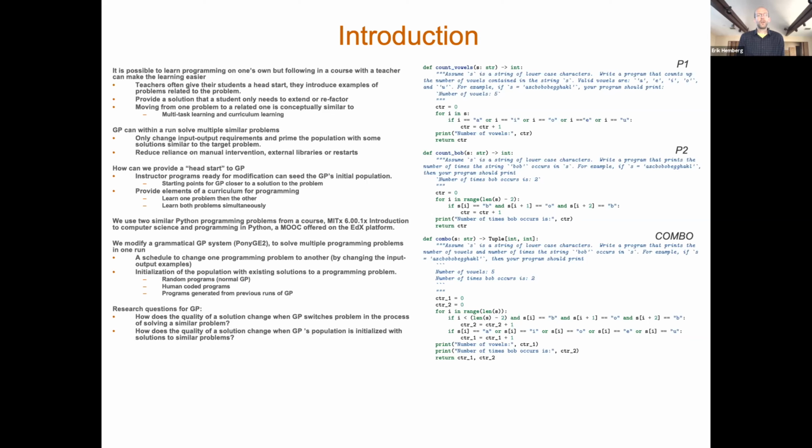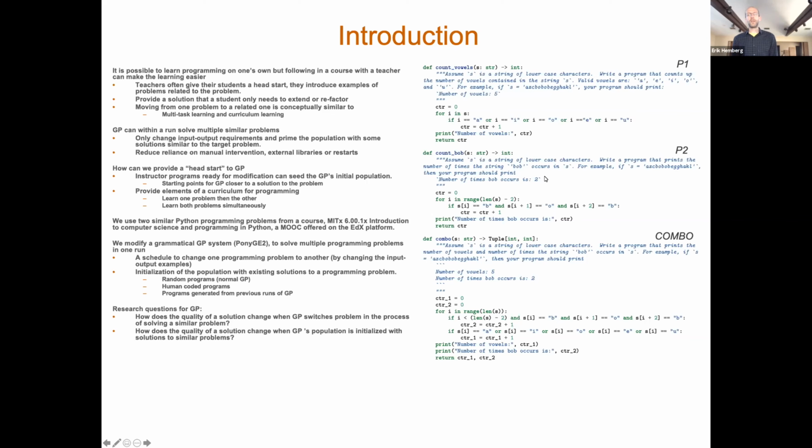So for this, we've looked at two similar Python programming problems from a course called MITx 6.00.1x Introduction to Computer Science and Programming in Python, which is a MOOC offered on the edX platform. So to the right here, we can see we have the first problem. It's called count vowels, or we call it short P1. Basically, you get a string, and then you want to count how many vowels there are in the string. So it consists of a loop and a conditional statement. This was the first problem given in this course.